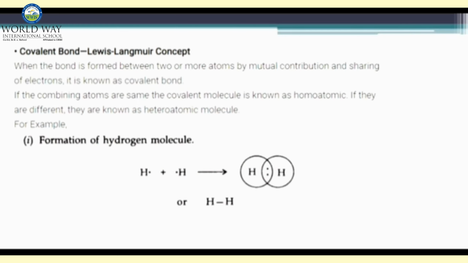After understanding ionic bond, now we will proceed towards the formation of covalent bond. It is the kind of bond formed between two or more atoms by mutual contribution and sharing of electrons between the two atoms. If the combining atoms are the same, the covalent molecule will be called homoatomic. For example, we take the hydrogen molecule. The two atoms involved in the formation of the hydrogen molecule are the same. That means both are hydrogen atoms. So this kind of molecule can be termed a homoatomic molecule.